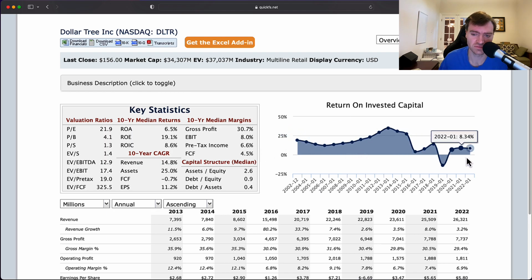If they turn some of these numbers around, they become more stable and solidified, then I think that would be really good for them. You really want a higher growth rate though. I mean, 2-3% is really hard to compound at a high rate. Once you get over that 5, 6, 7, 8% range, it starts to get a lot better. But I'm going to pass on Dollar Tree.